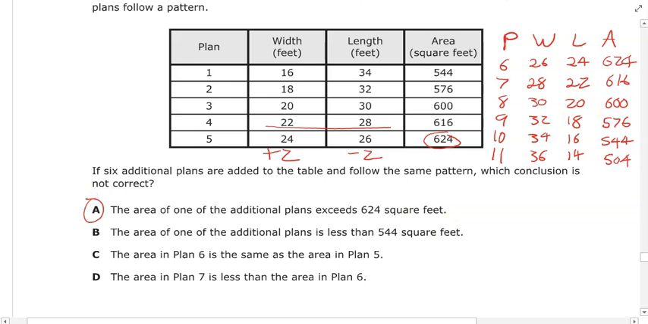The area of one of the additional plans is less than 544. Yeah, the 11th plan, the area is less than 544. The area in plan 6 is the same as 5. 624 for plan 6. For plan 5, 624, that was the same. And the area for plan 7 is less than the area for plan 6. That's true. 616 for plan 7 is less than the area for plan 6. So these two were true. A is the one that was not true.